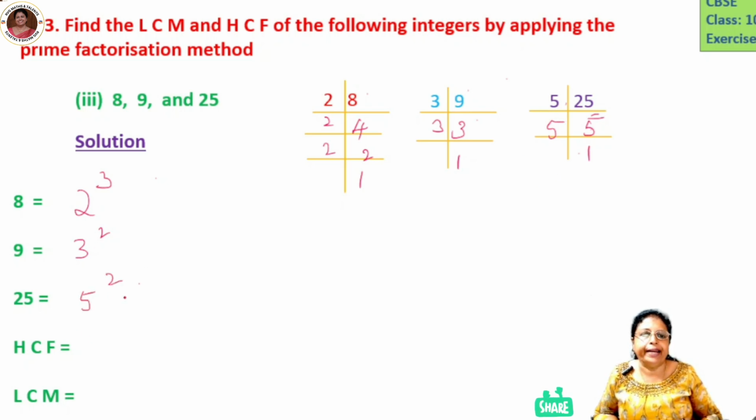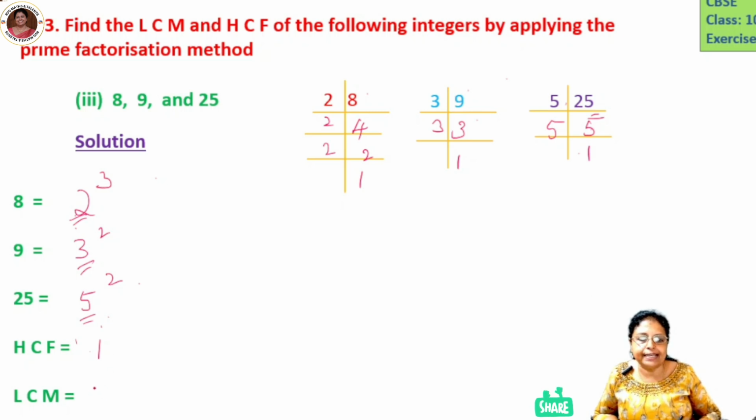Then we have to find out HCF. HCF is the highest common factor. No common factor. 2 is not a common factor, 3 is not a common factor, and 5 is not a common factor. But what is a common factor? Can you tell? That is 1. So HCF is 1. Okay.